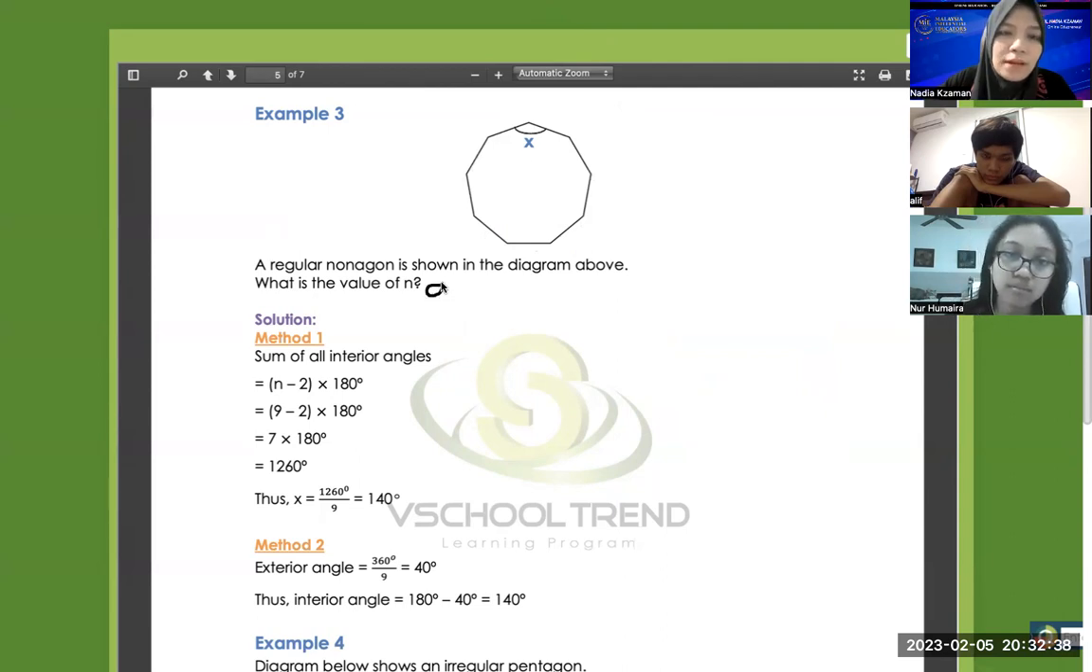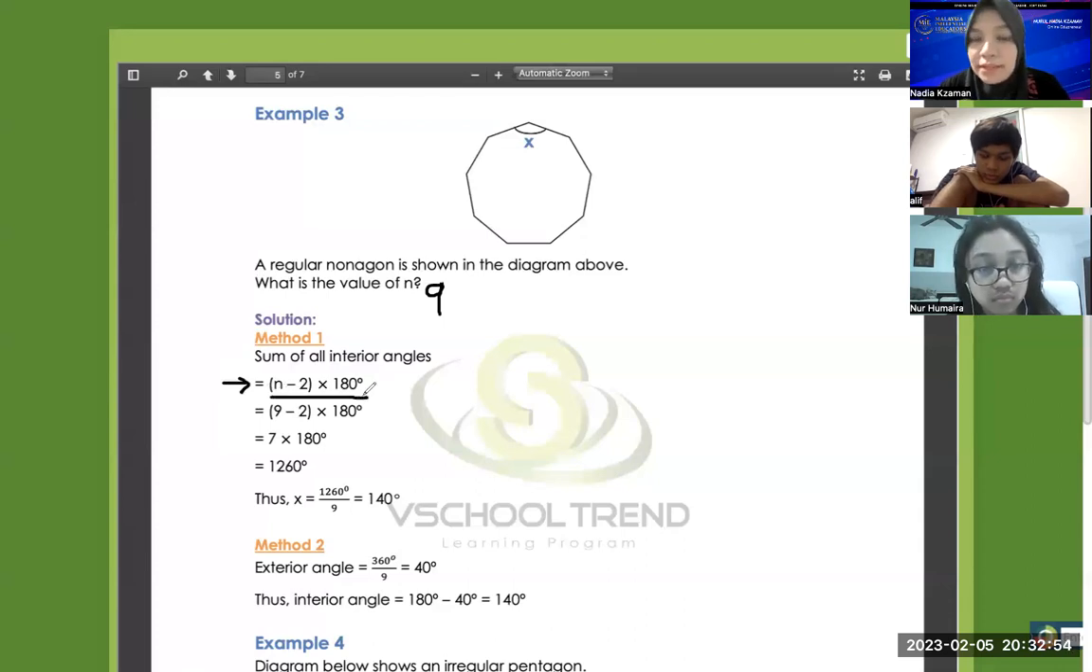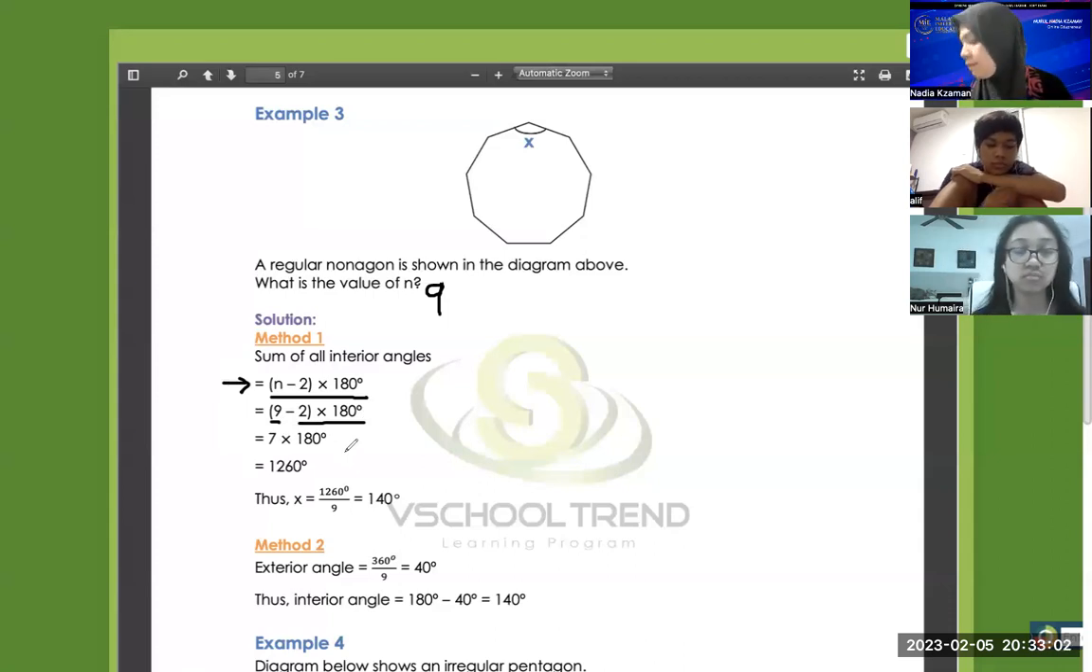The value is 9. So in terms of interior angle, how do we calculate an interior angle? One way is to do n minus 2 times 180 degrees. You have 9, you minus 2, times 180 degrees, you get 7 times 180. So do you get 1260?